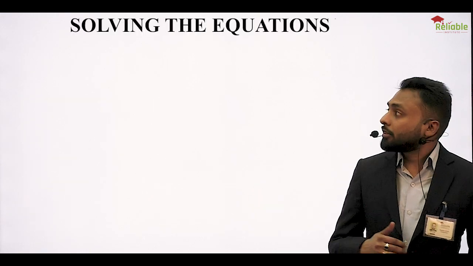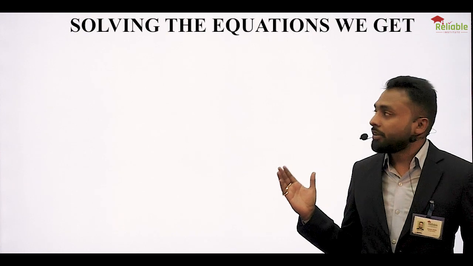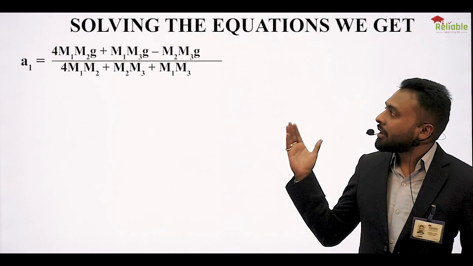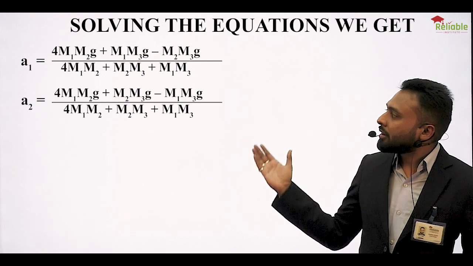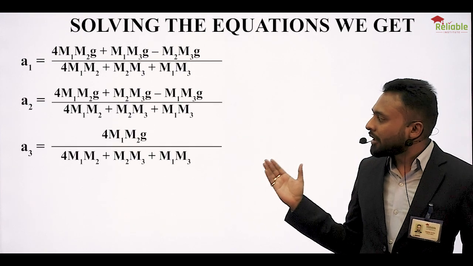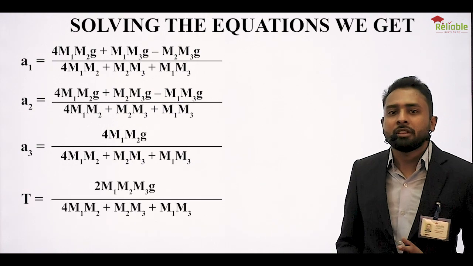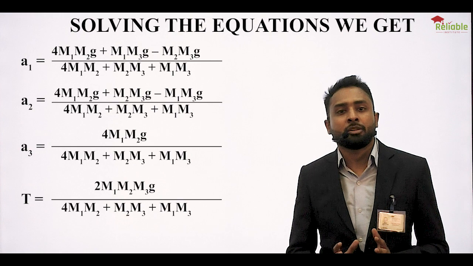Now solving these equations, we get the results: a1 comes out to be this one, a2 comes out to be this one, a3 comes out to be this one, and the tension comes out to be this one. So you can see how easy the concept was if we visualize it properly.